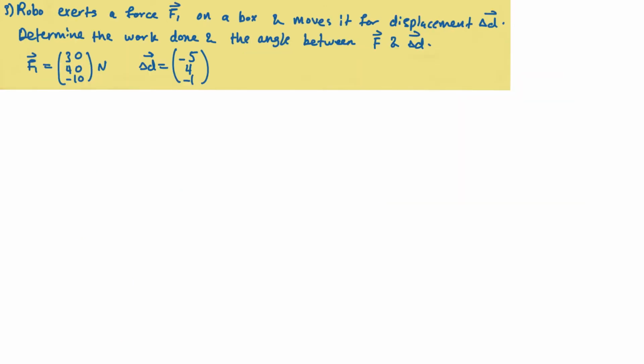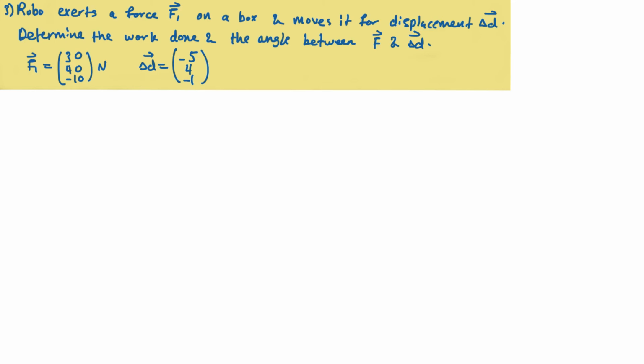For the last question of this video, we have Robo who exerts a force F1 on a box and moves it for displacement delta D. We want to determine the work done and the angle between the force and the displacement.